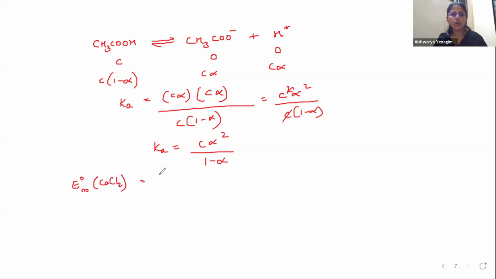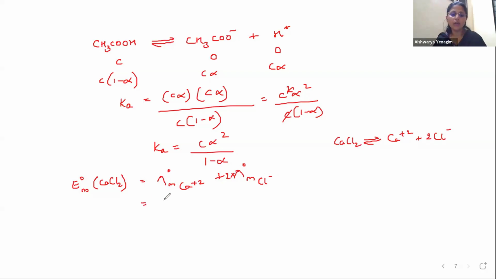Another example you consider is what? Limiting molar conductivity of Ca2+ ions plus limiting molar conductivity of Cl- ions. Look at the reaction first. CaCl2 dissociates into Ca2+ and Cl-. Balancing the reaction, I get 2 here. Therefore, I'll write 2 into lambda naught M Cl-, plus number of Cl- ions into its limiting molar conductivity, number of Ca2+ ions into its limiting molar conductivity.